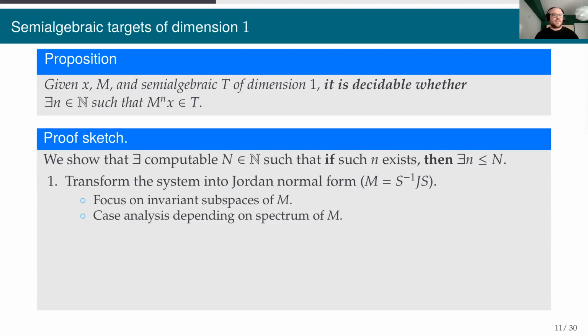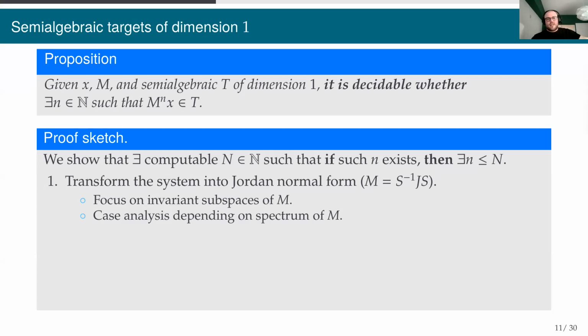But first, let's go to this first proposition. Again, you have your initial point x, you have your update matrix M, and your semi-algebraic target of intrinsic dimension 1. I'm saying that it is decidable whether your orbit enters this semi-algebraic set. And how do we do it? We show that there is a computable upper bound on the first instance when you hit your target. That's essentially what this is saying.